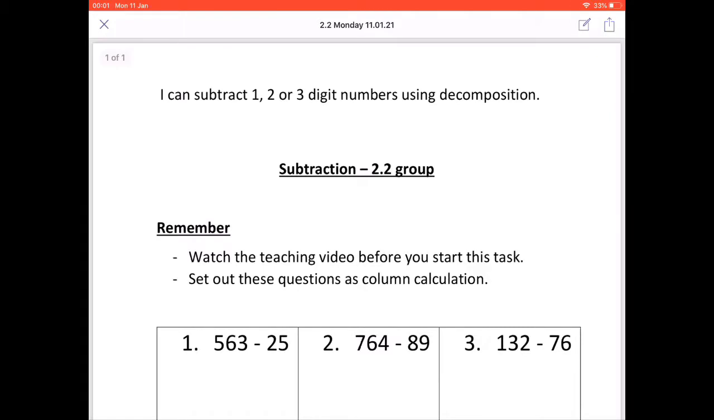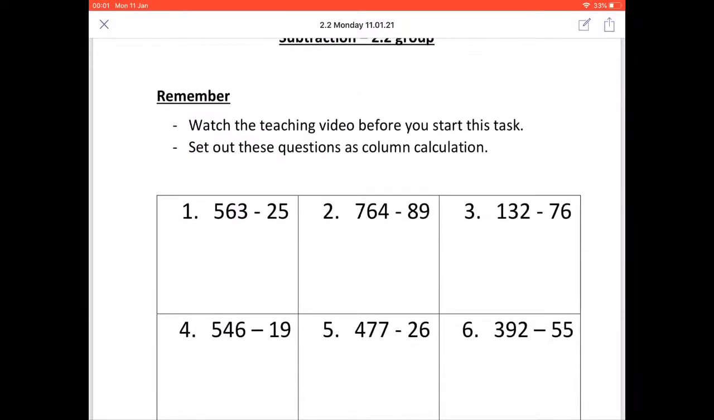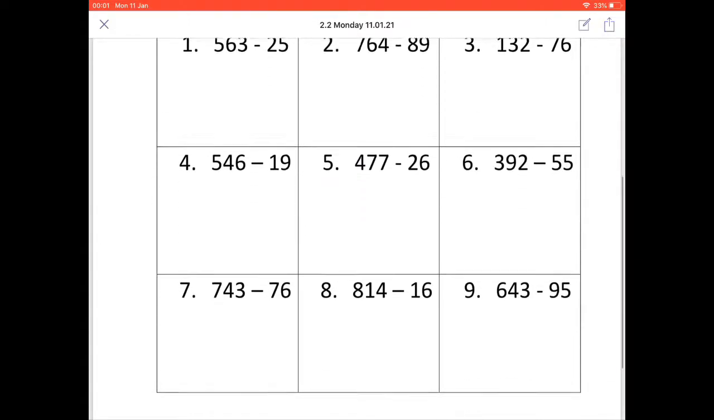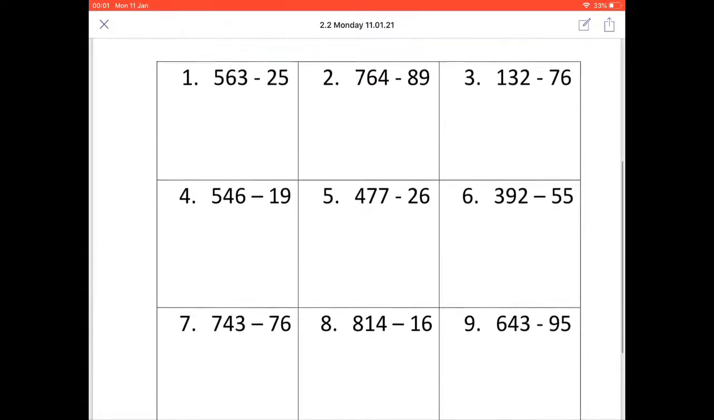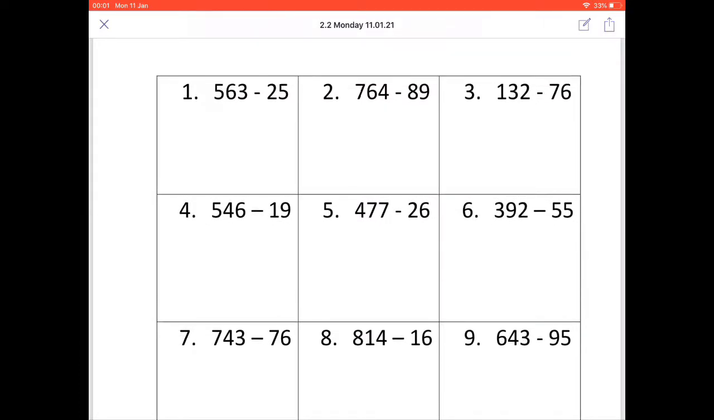And you can see at the top there it tells you your success criteria, which is I can subtract 1, 2 or 3 digit numbers using decomposition. It then gives you a little reminder to watch this video, which you should be doing now. It then reminds you to set out these questions using a column method, a column calculation, and then it has some of your examples there. So questions 1 to 9 for you to complete.